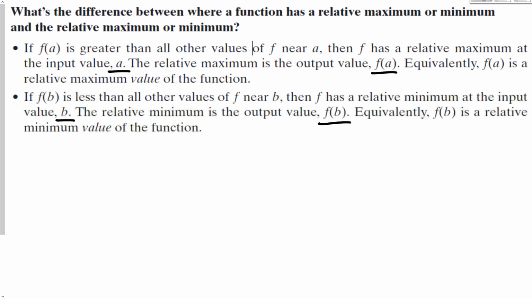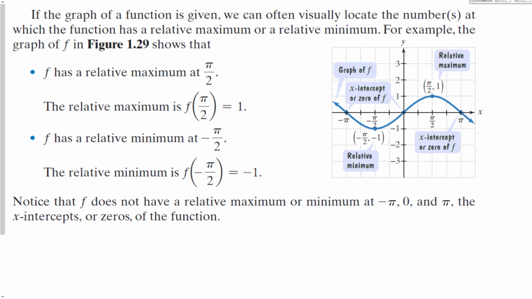Okay. So let's look at this picture of a sine wave. If the graph of a function is given, we can often visually locate the numbers at which the function has a relative maximum or a relative minimum. For example, this picture of our sine wave shows that the function has, here's my maximum, it has a relative maximum at pi over 2, and that maximum is 1. That is the x value, that is the y value, that is the input, that is the output.